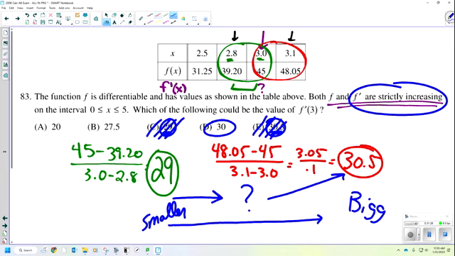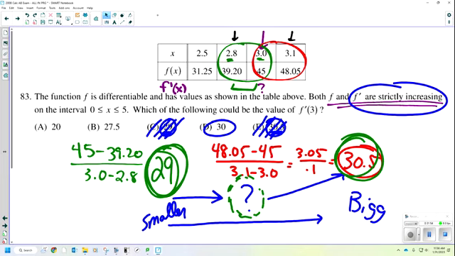I've rarely seen this; it's an oddball. I see problems where I pick little points close to it to approximate a slope. But because they say f and f prime are strictly increasing, the slope has to be increasing from here. So it has to be bigger than 29, and whatever I get here, it has to keep on increasing. So this number after has to be bigger. It has to be sandwiched in between those two values.